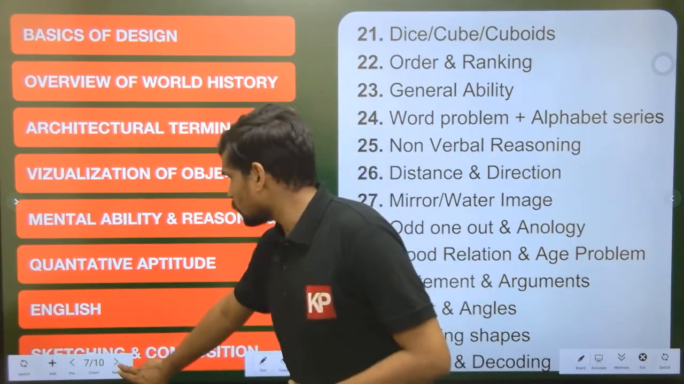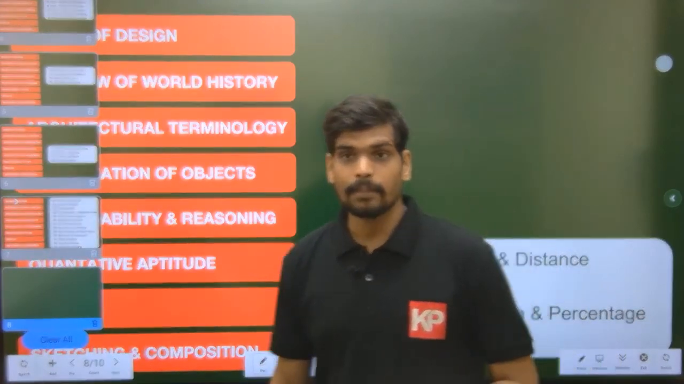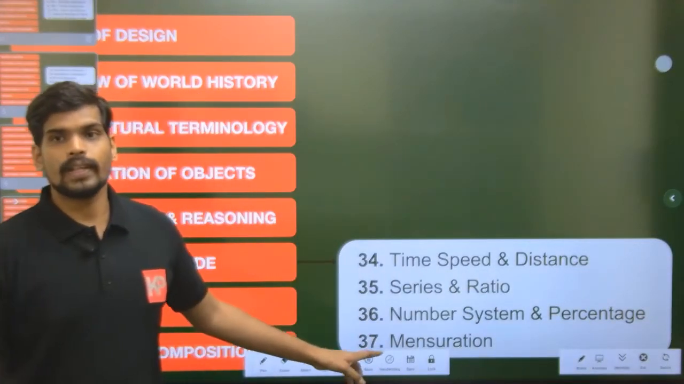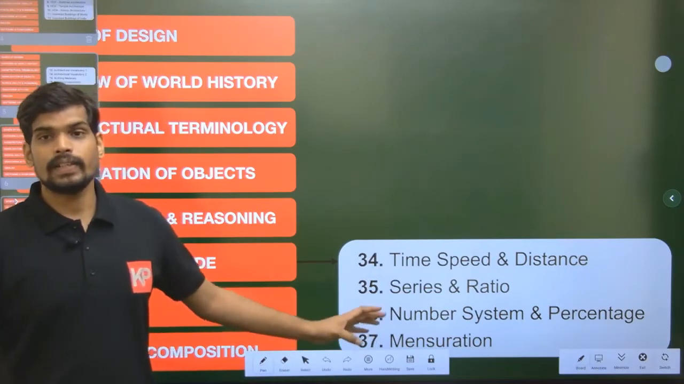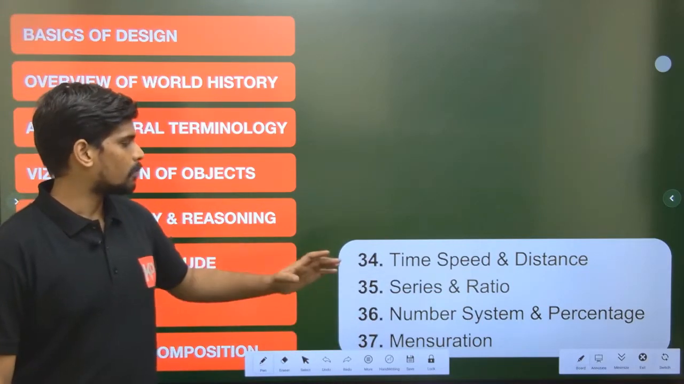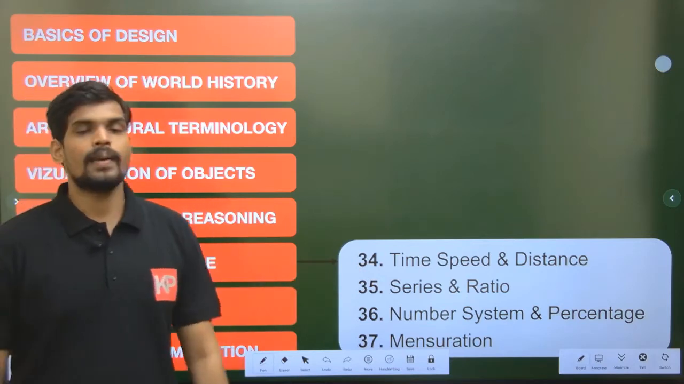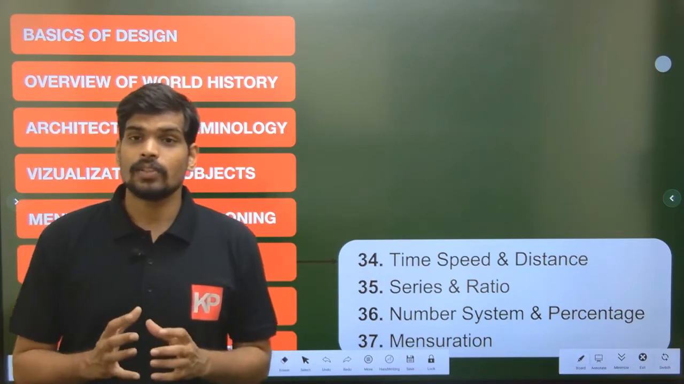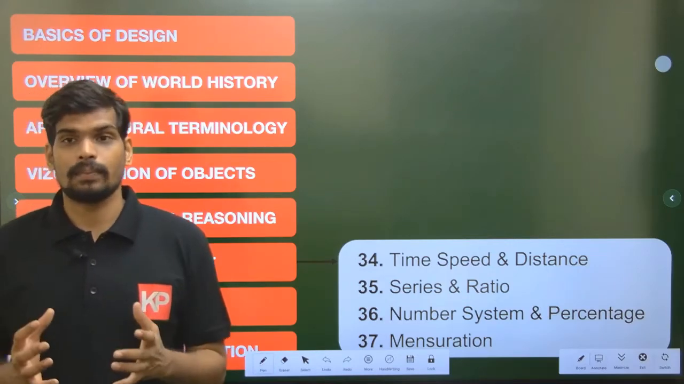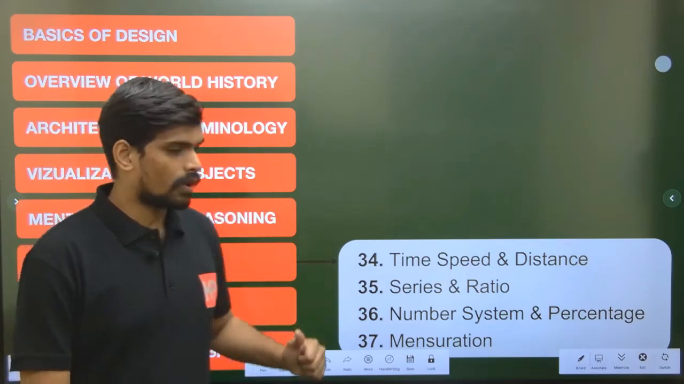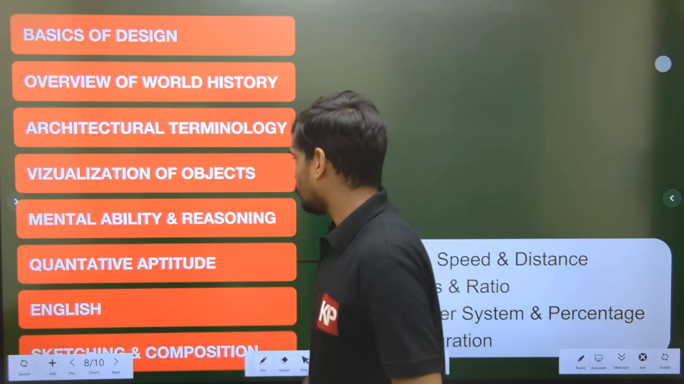And moving on to module number 6, which is quantitative aptitude, we will be doing this in 4 lectures starting from day 34 to day 37, where we'll cover topics of mensuration, time, speed, series and ratio, number system, and percentages. These are the topics which are important from mathematics, that is quant part, from NATA point of view. So that is about the module number 6.